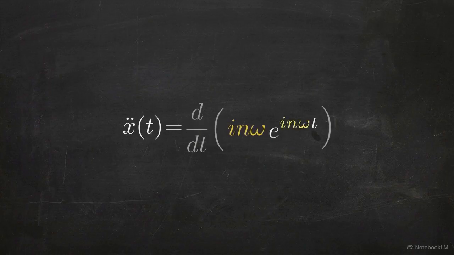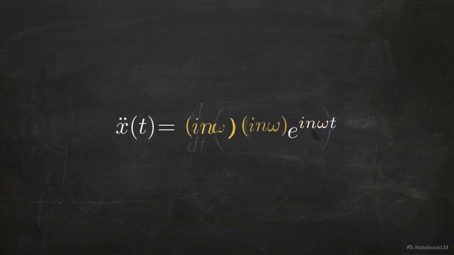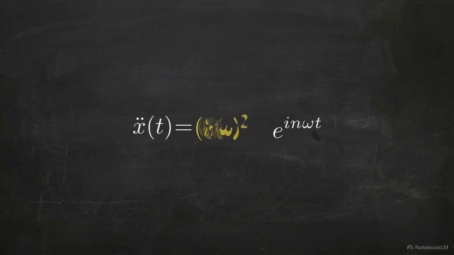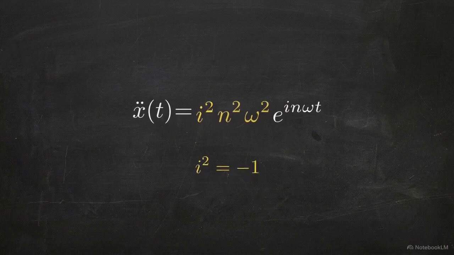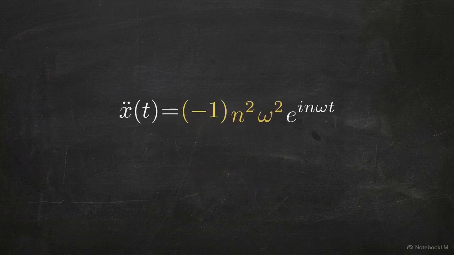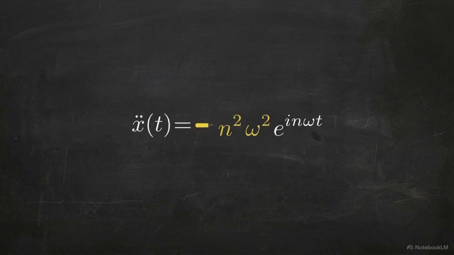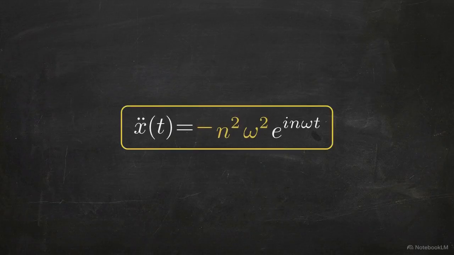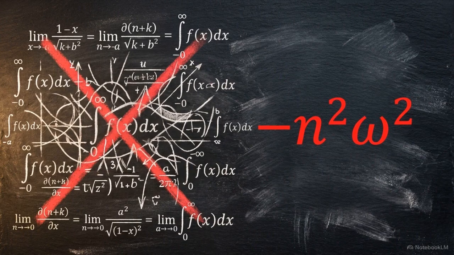This pulls down another identical factor of i n omega. We multiply the terms together, resulting in i squared, n squared, omega squared. Because i is an imaginary number, i squared simplifies to -1. This flips the sign of the acceleration term, leaving us with negative n squared omega squared. We have entirely erased the need to perform integration. Every difficult derivative in our physical model has been replaced with a simple, scalable algebraic factor.